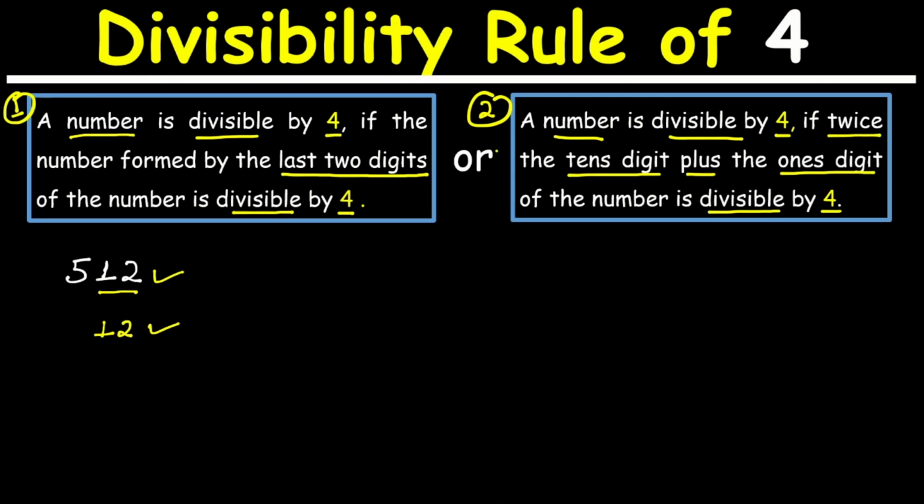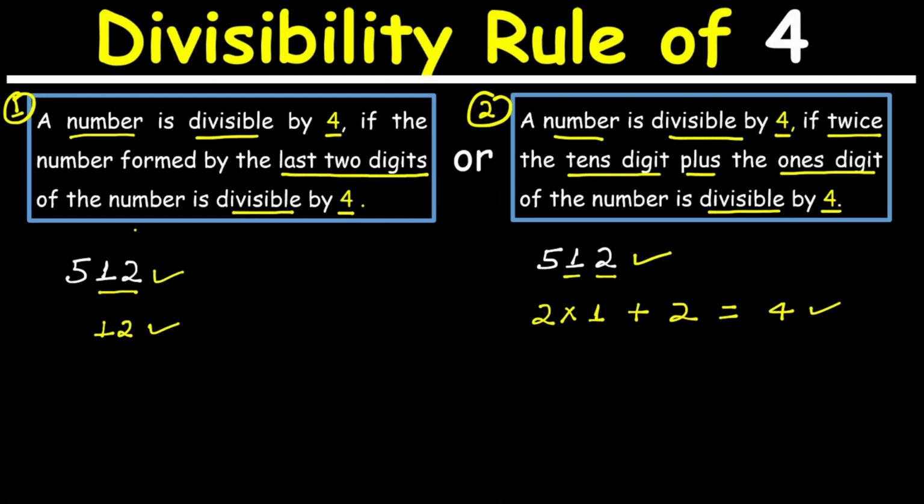Let's use the second rule. The second rule says a number is divisible by 4 if twice the tenth digit plus the ones digit of the number is divisible by 4. We have the number 512. The tenth digit is 1, so twice the tenth digit plus the ones digit is 2 times 1 plus 2. 2 times 1 is 2. 2 plus 2 is 4. And we know that 4 is divisible by 4. As 4 is divisible by 4, the number 512 is also divisible by 4.